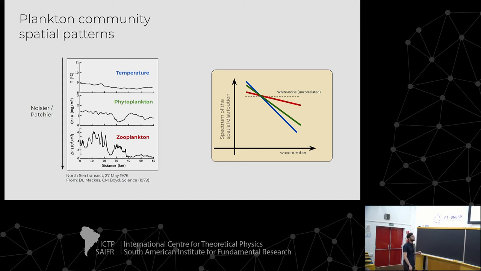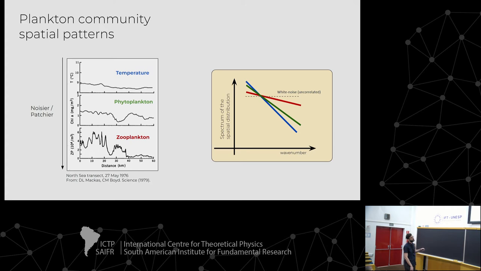So I would try to pose this in a clear way, in the sense that we start from the temperature, which is the abiotic physical part of the system. And then the temperature, of course, controls phytoplankton bloom. And then zooplankton is eating phytoplankton. And as you can see, as we go down or up, if you wish, in the trophic level, we start from the basis, and then the phytoplankton is the plant, and the zooplankton is eating, and noise is increasing here. And this is typically characterized in terms of the spectrum of the spatial structure.